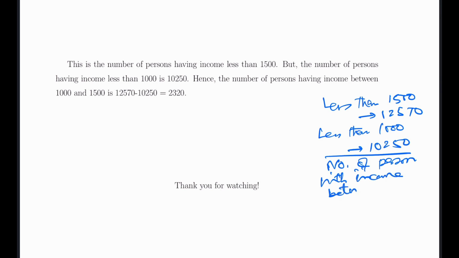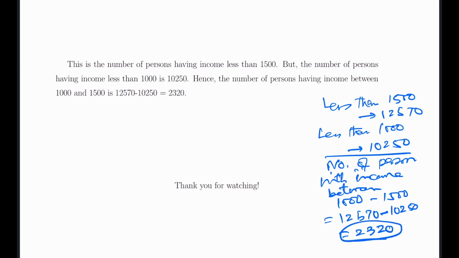So the number of persons with income between 1000 and 1500 is simply the difference of the two. So this is 12,570 minus 10,250, which is 2320. So this is your answer. You see how simple this is.